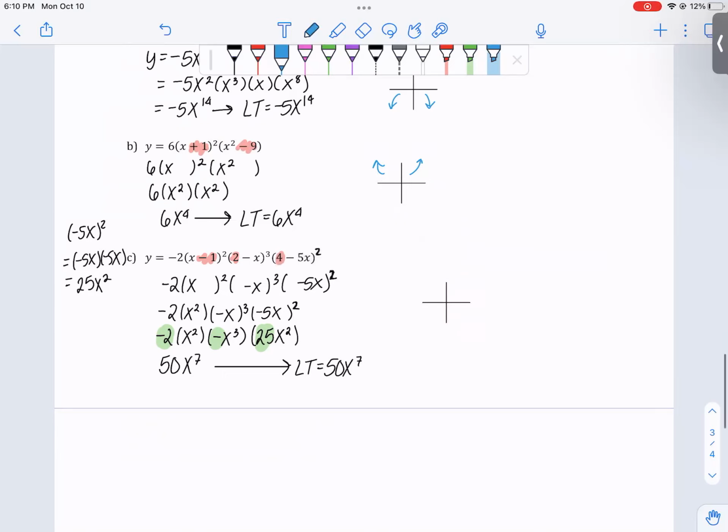The leading coefficient is positive, so the right side goes up. It's an odd degree, so the end behavior goes in opposite directions.